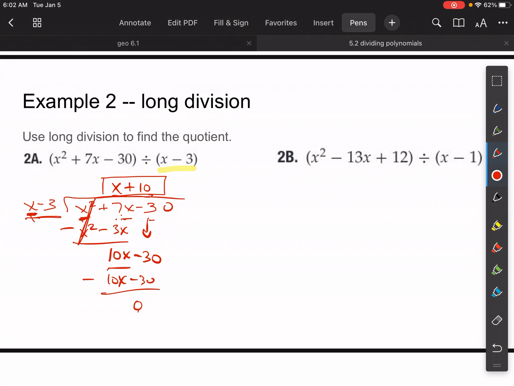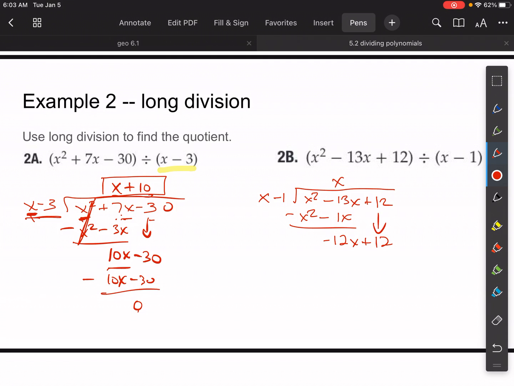Let's try another one here. So for 2b, we have x minus 1. We're going to take that into x squared minus 13x plus 12. Alright, so x goes into x squared x times. Okay, and I'm left with minus 1x here. We subtract. Negative 13 minus negative 1 is negative 13 plus 1, which is negative 12x plus 12.